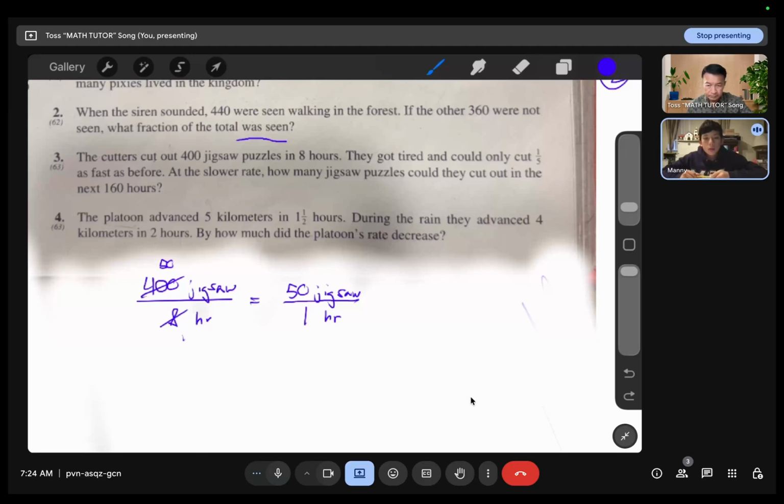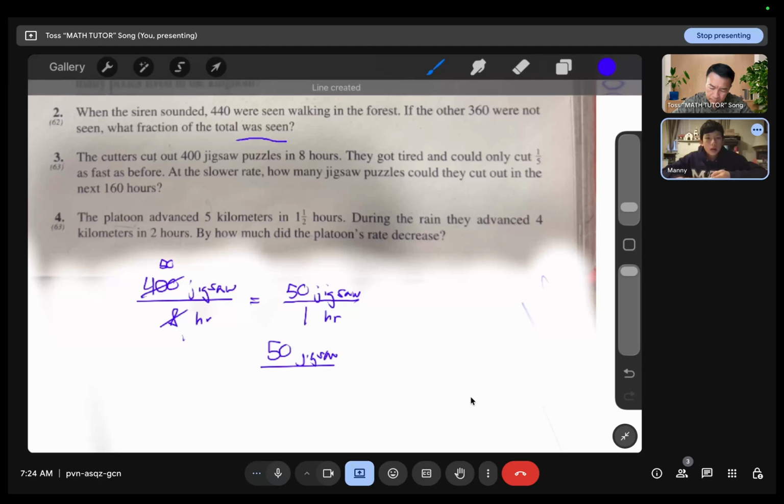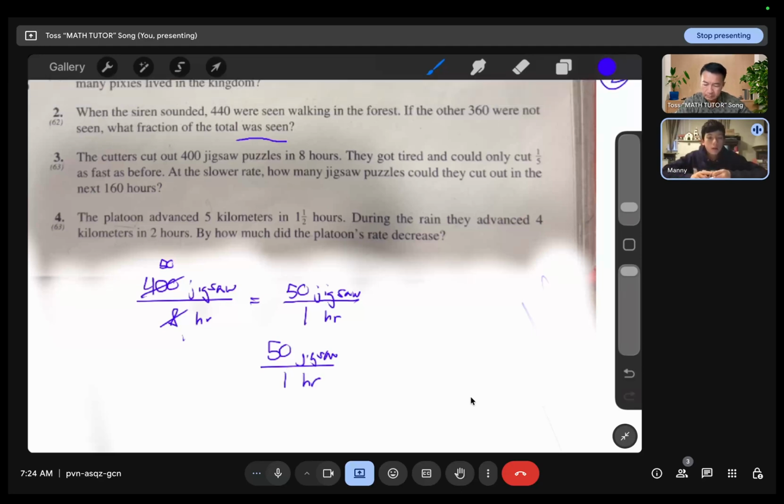You do 50 over 50 jigsaw puzzles over 1 hour times 600 hours over 1. Not quite.